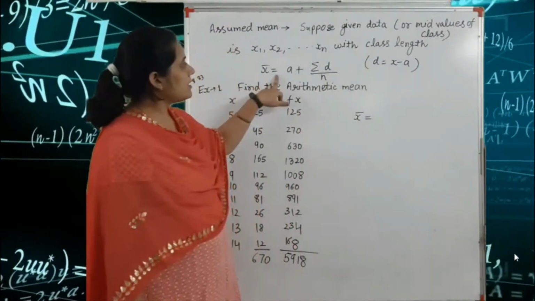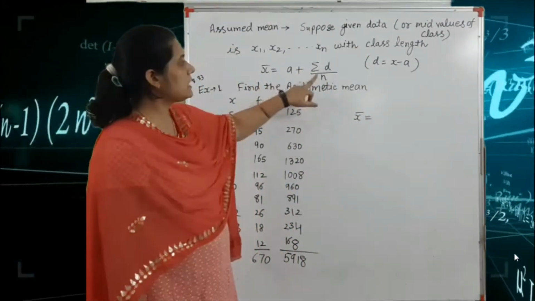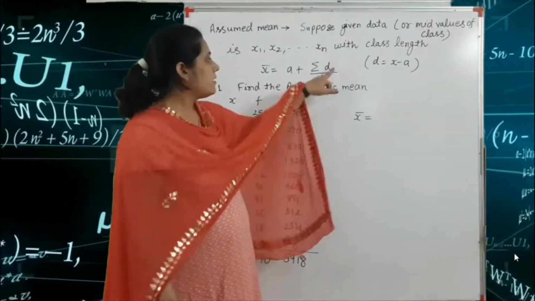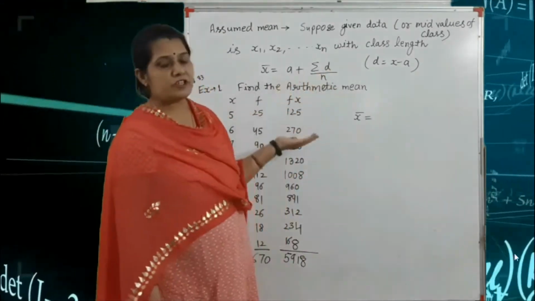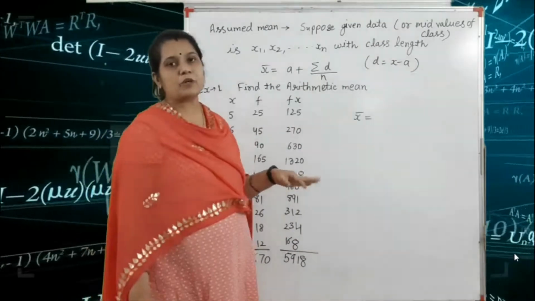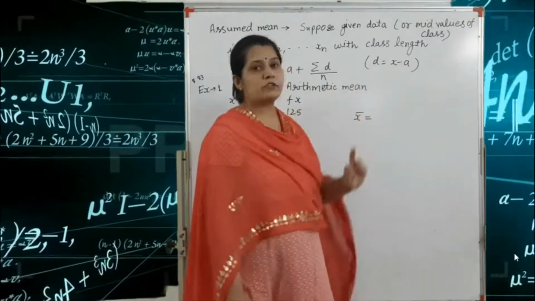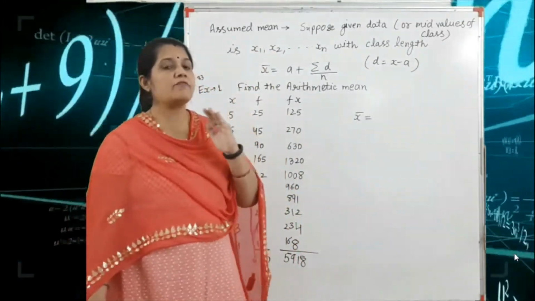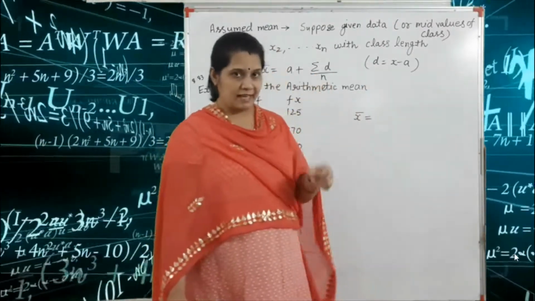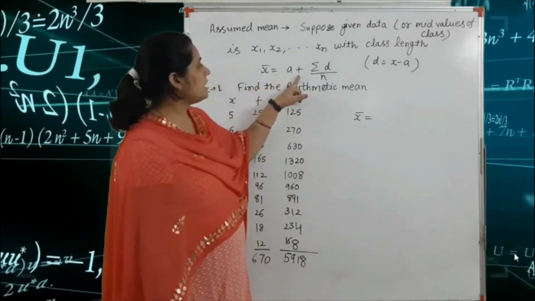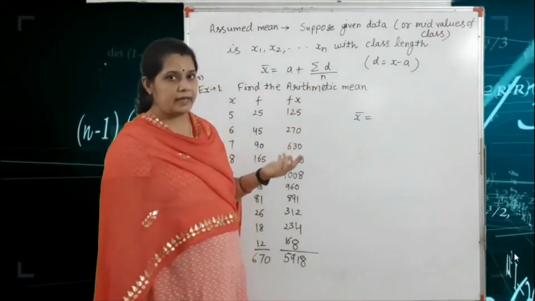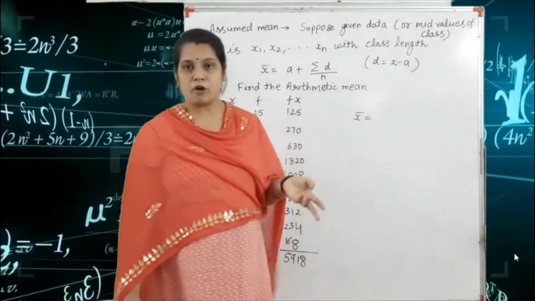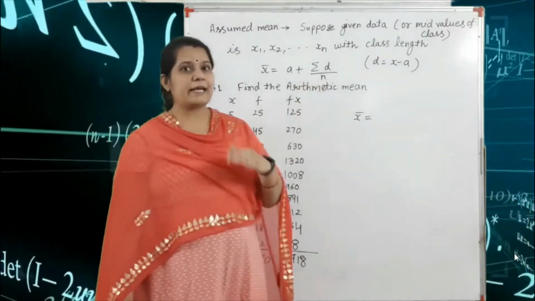So here x bar is equal to a plus summation d upon n. Sometimes we write the summation i is equal to 1 to n di. So you write summation i is equal to 1 to n or summation d upon n, both are correct. So d is equal to x minus a. X, that means already given in your question the column of x, and a we consider the middle value. So here x bar is equal to a plus summation d upon small n. Small n is the number of terms. If a question is given in x and f both forms, then in the denominator we write the capital N. Got it?